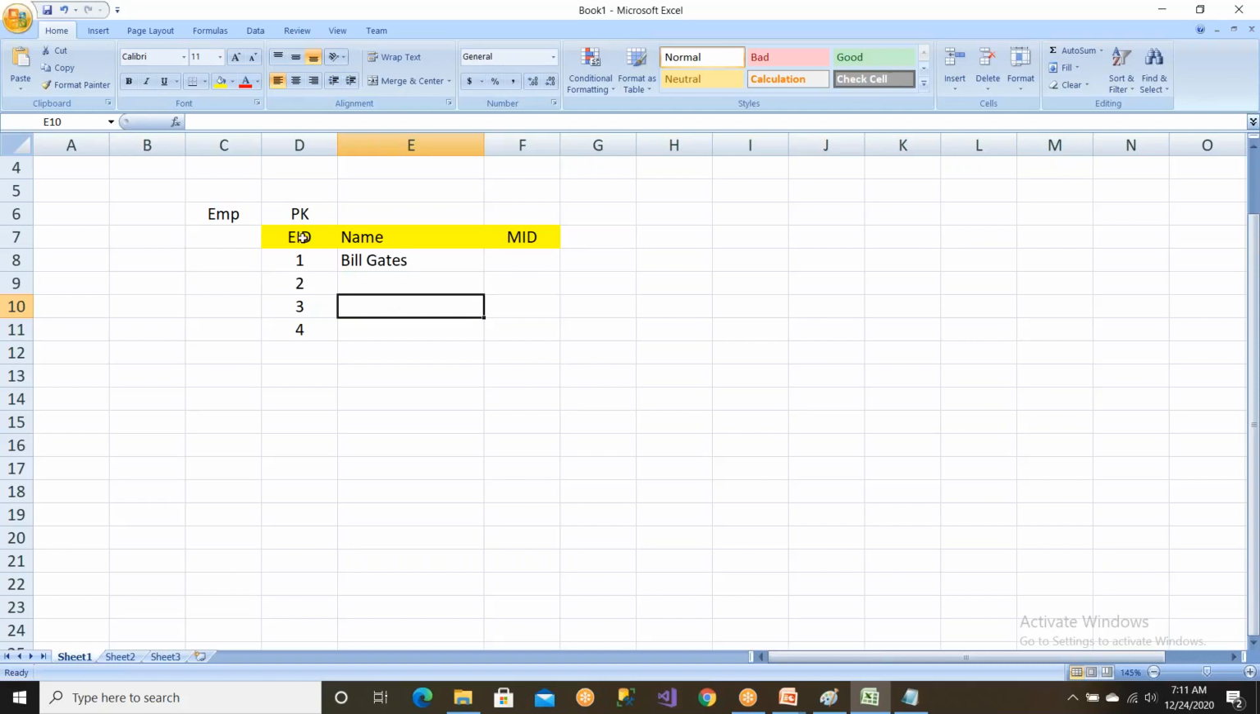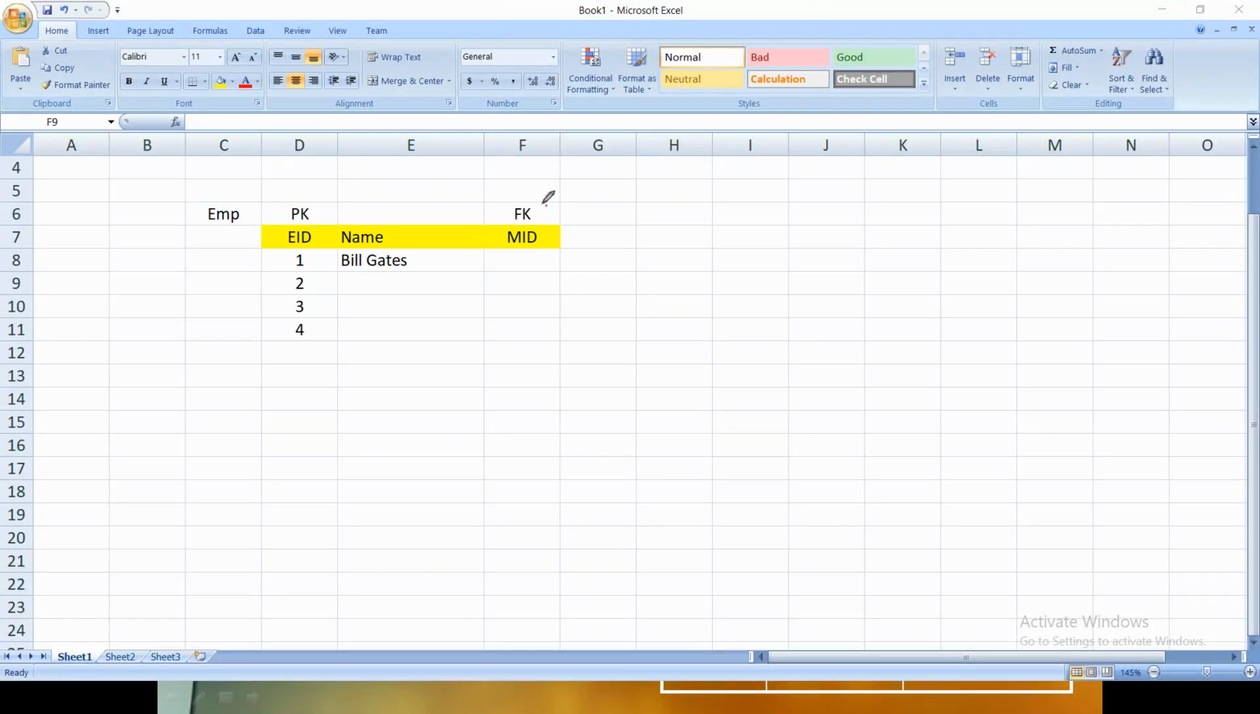Now I have a primary key, employee ID, and this is what is called a foreign key I'm going to be creating. The foreign key is referring to its own table's primary key. This is something new that you need to understand. Why? Manager is also an employee. Clear? A foreign key need not refer to some other table's primary key.